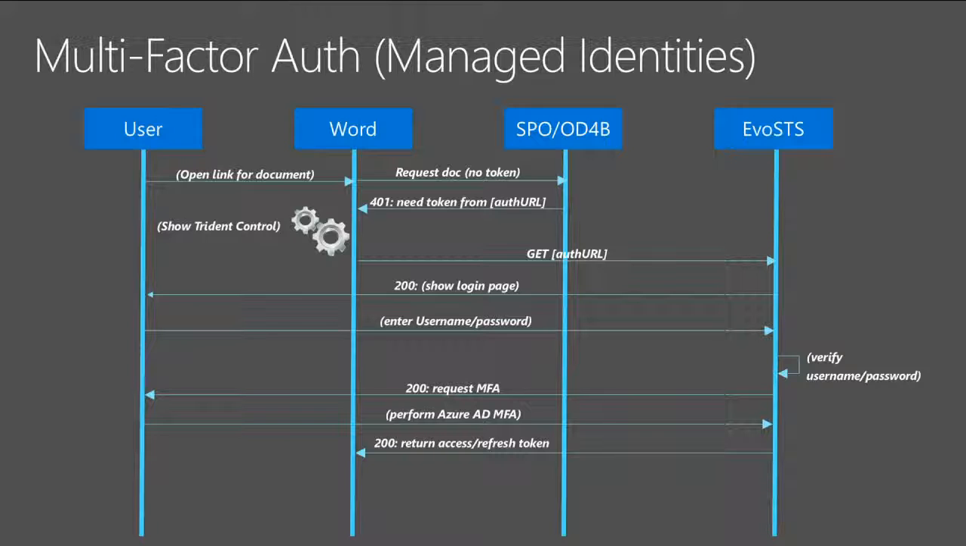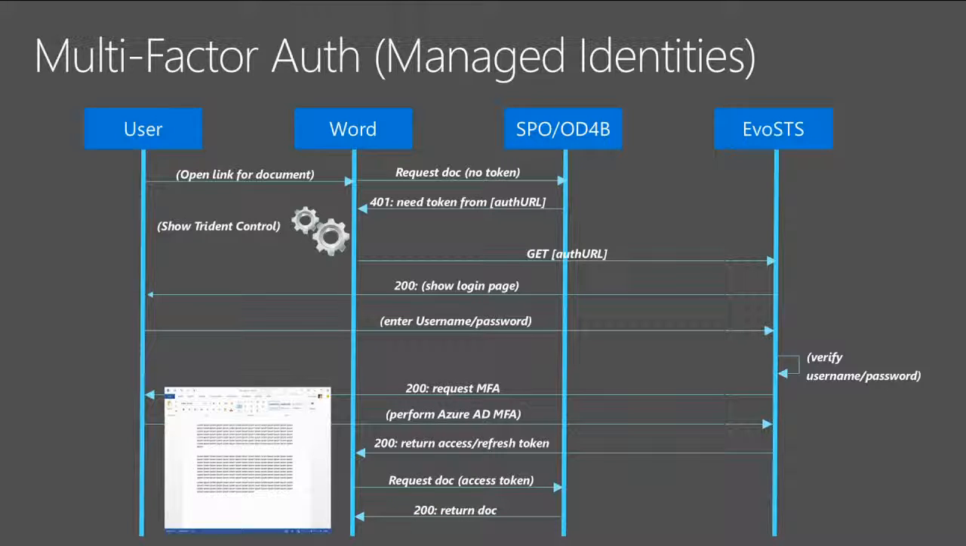Word will cache the refresh token for when you want the document next, and use the access token to go to SharePoint and request the document, the first step, but now with a token. And now things just work. You've satisfied all these conditions. You've got the right tokens. You get your document and our favorite animation.